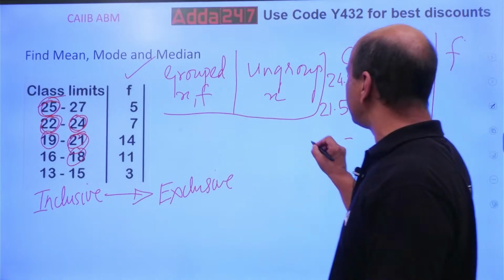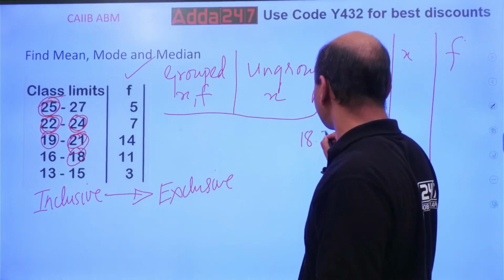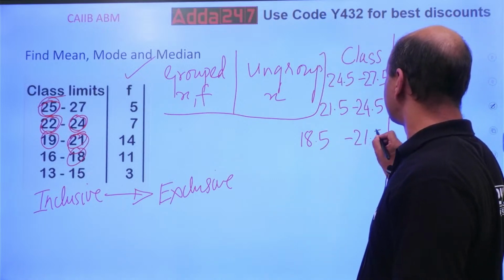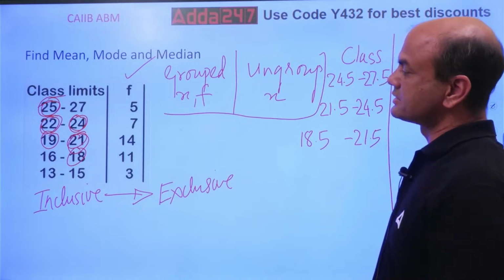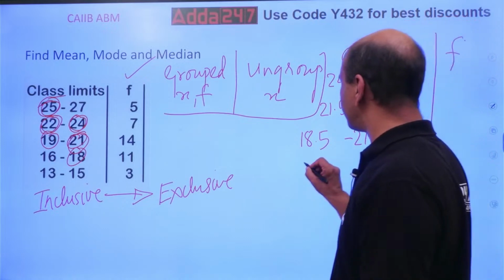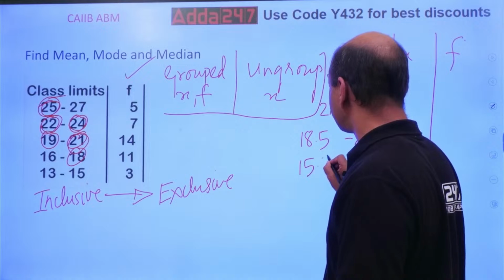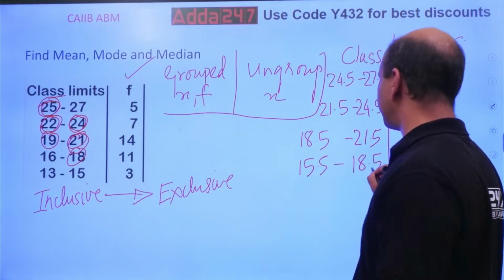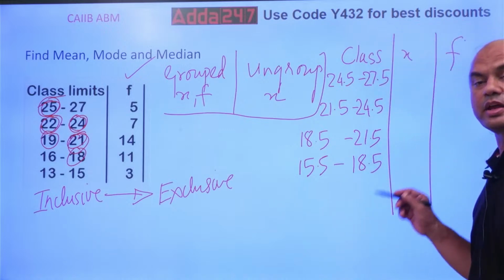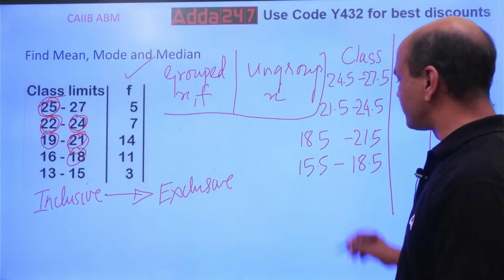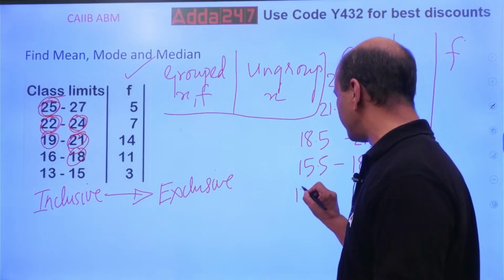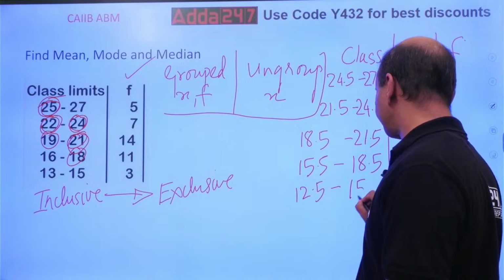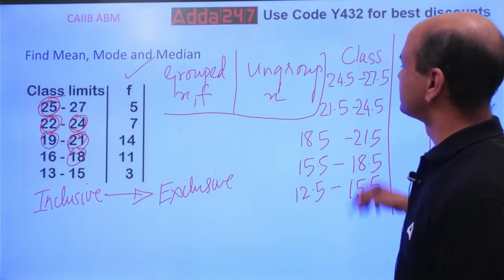Similarly, over here, the third one: 19 will be 18.5, and here it will be 21.5. The next, 16 and 18, becomes 15.5 and 18.5. See, the ends are matching. This is very important. So this becomes your exclusive group. And the first one is 13, which becomes 12.5, and here it is 15.5. So this is your class.